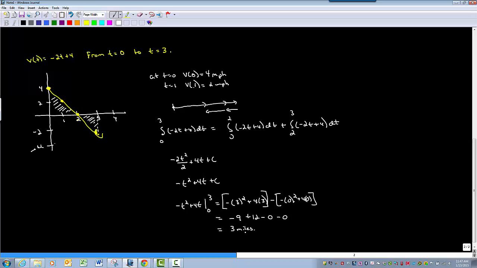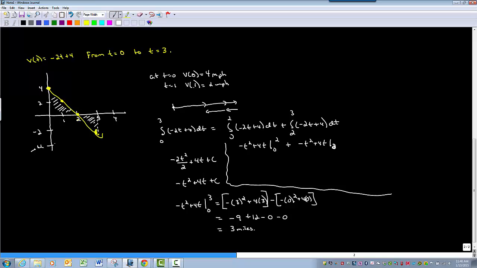When I say total amount of distance that it moved, what I mean is the overall end result is 3 miles. Now the amount of distance that I actually had to travel is going to be given by these two things here. So watch how I can separate this. We already know the antiderivative. So we need to take negative t squared plus 4t and evaluate it between 0 and 2, and then take negative t squared plus 4t and evaluate it between 2 and 3.